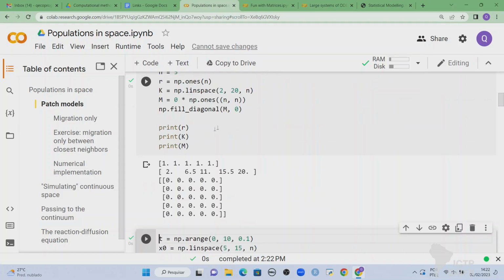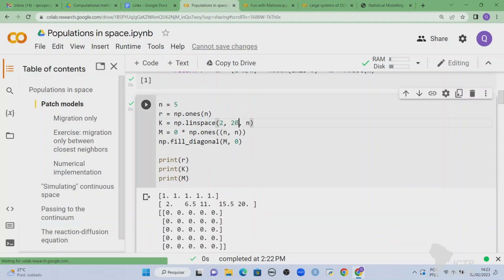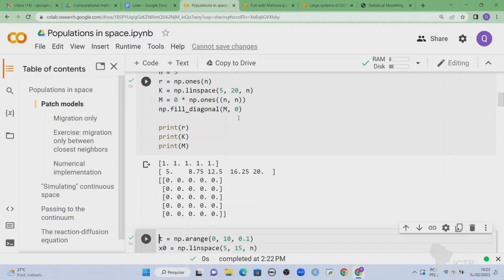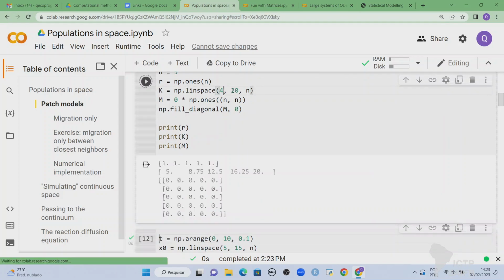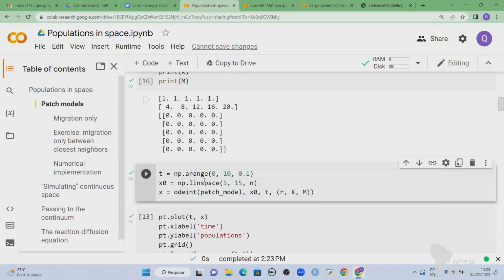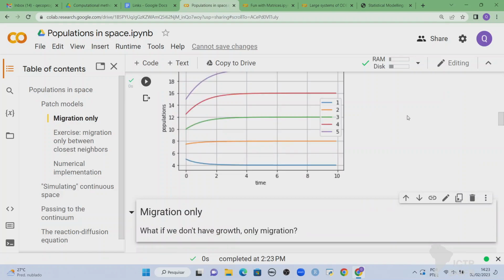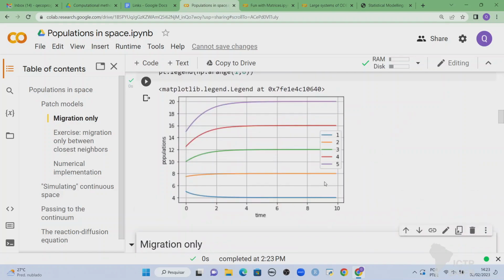So then the carrying capacities are not equal, right? So there are 2, 6.5, 11, 15 and a half. Maybe I would use something more, maybe from 5 to 20? No, 4 to 20, so they have round numbers. Oh, nice round numbers. Yeah, 4, 8, 12, 16, 20. Okay. And now when I run this without any migration, what is going to happen is that each of them is going to go to 4, 8, 12, 16, 20. You see that?